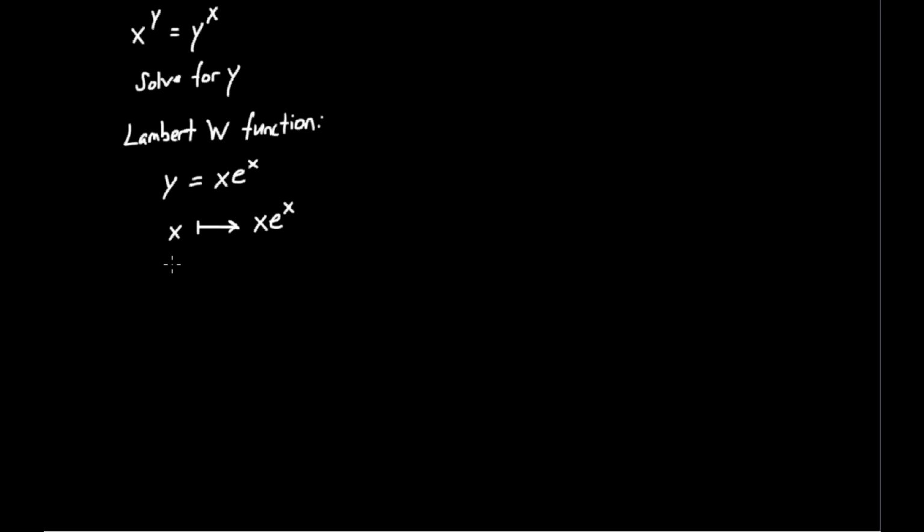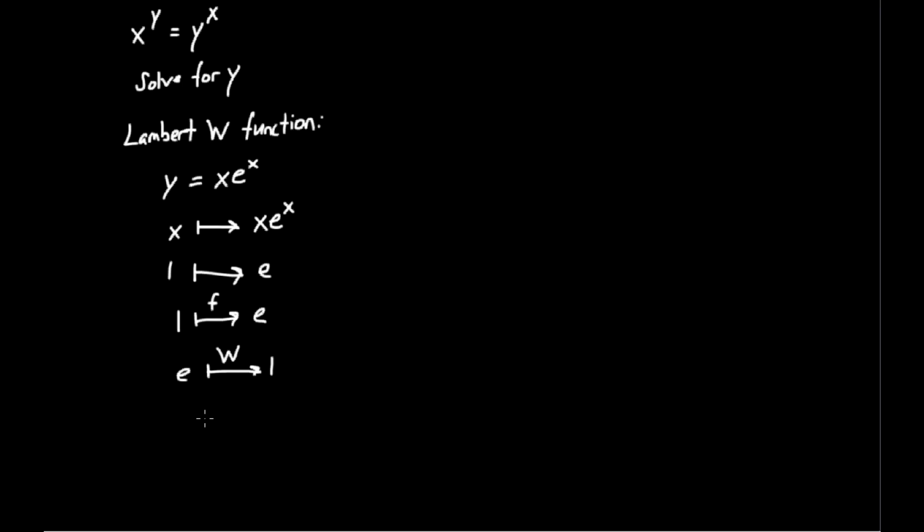And what that means is that some number like 1 is getting mapped to 1 times e to the 1, which is equal to e. So 1 is getting mapped to e. And what the Lambert W function is going to do is reverse this process. That is, 1 is getting sent to e, but the Lambert W function is going to input the number e, and it should map you back to 1. So if I call this forward function f, the backward function, or the inverse, gets the name W.